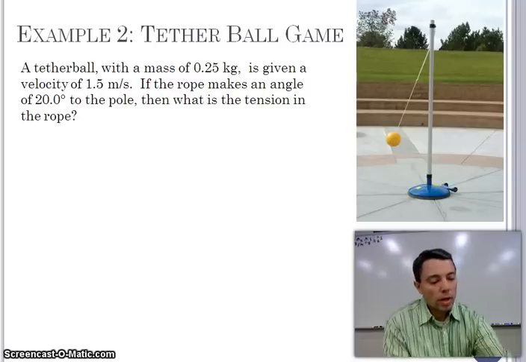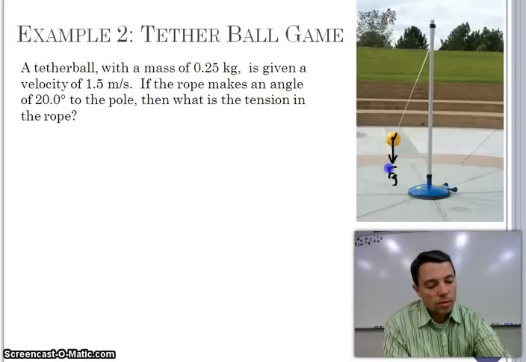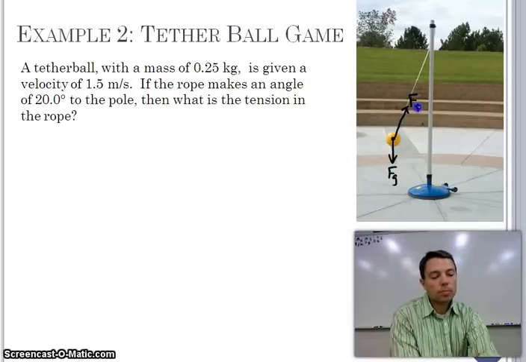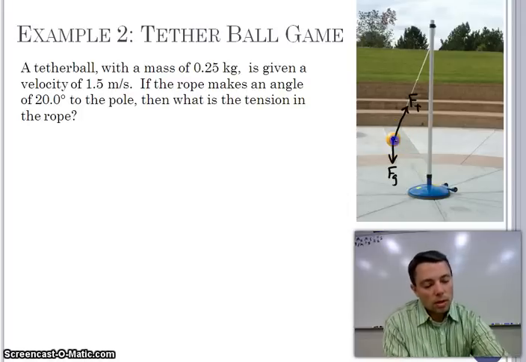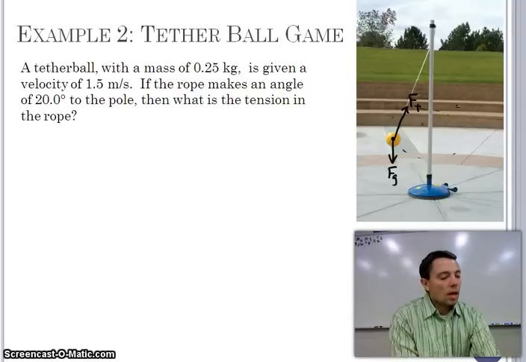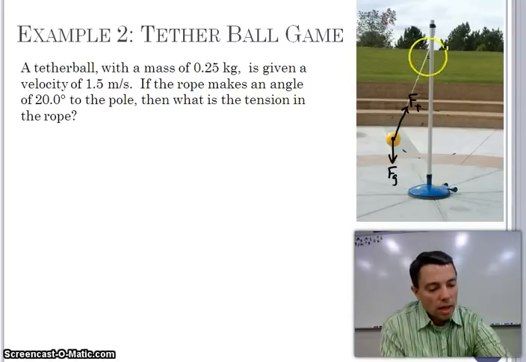If I free body diagram this, we have the weight of the ball, and we have some tensional force through the rope. So that's how it connects. Now, the thing is it's going to rotate around the pole, like so, and it makes an angle with the pole.